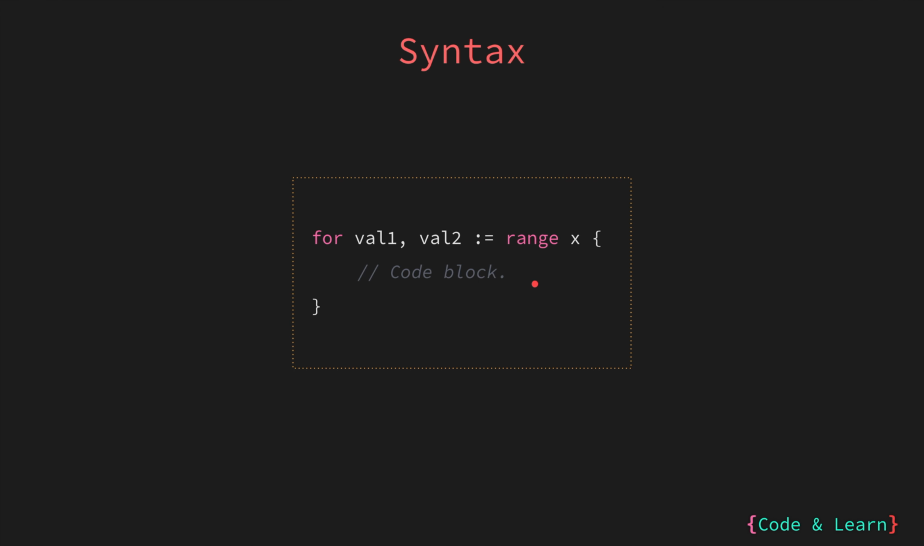This is how a typical for range loop will look. If X is an array or a slice, this will be the index and this will be the value stored at that index. If X is a map, this will be the key and this will be the value. We will study each of them in the following slides. Now let us look at how for range works.